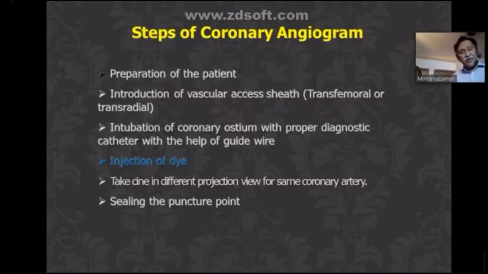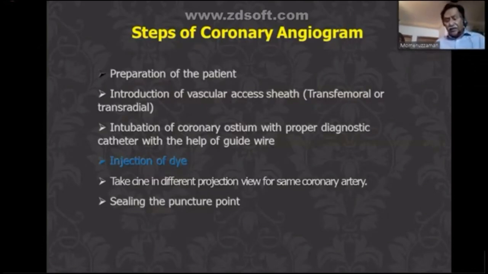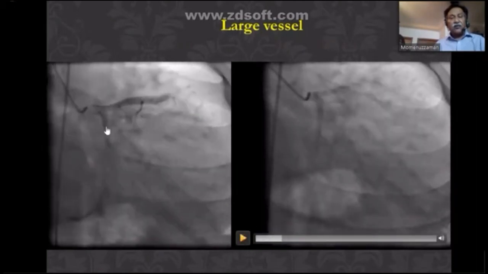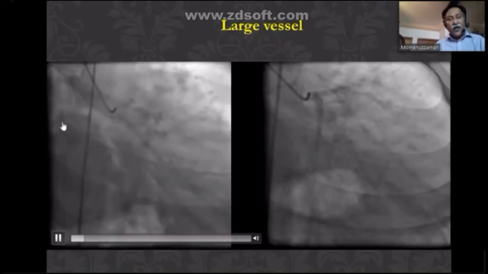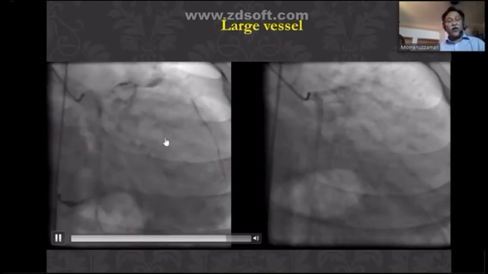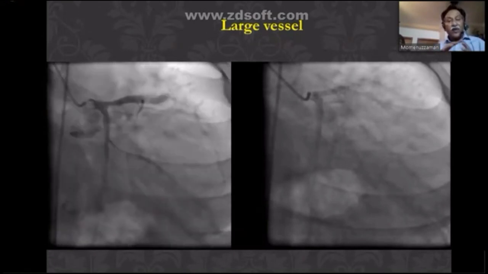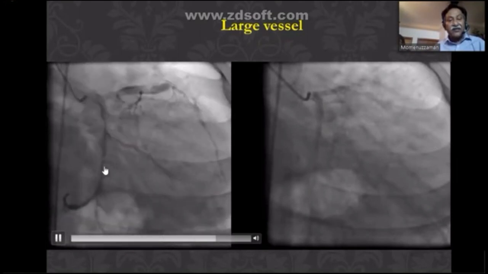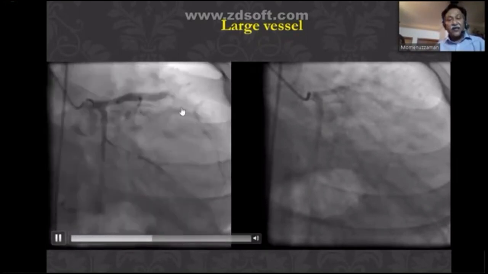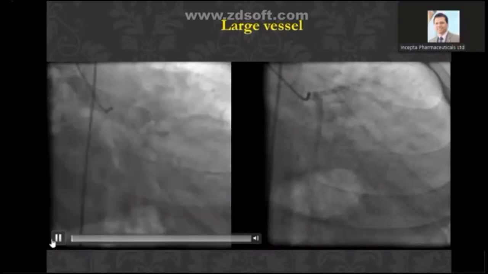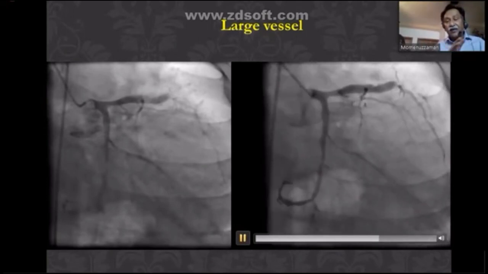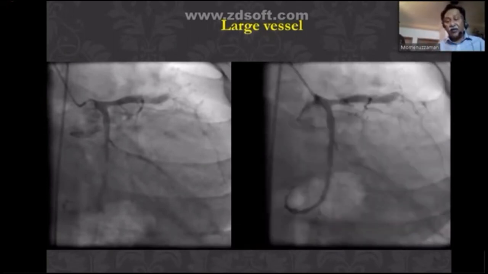The next question comes to the injection of the dye. This is important. Say for example, this is a patient whose coronary artery was huge, but you have taken a 5 French catheter. A 5 French catheter may not give adequate dye to fill up the coronaries. Here you are seeing, but not clearly, the lesion, the circumflex, and also the distal LAD. In that case, if you take a bigger lumen catheter, like a 6 French catheter, it will properly give adequate dye to visualize the coronary arteries.